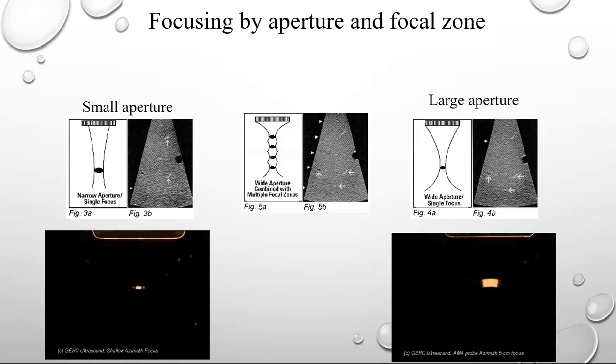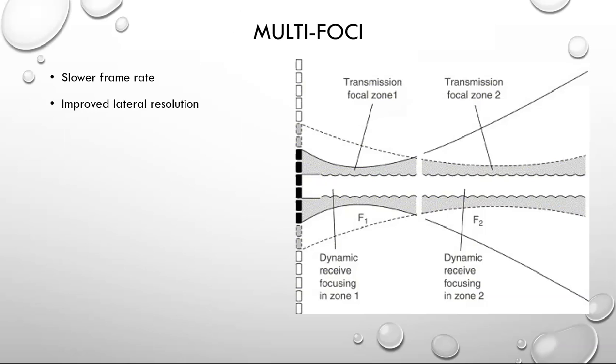So when we put multiple foci on our image, we get a slower frame rate, because multiple foci, of course, require multiple pulses in order to create them. So that's going to result in a slower frame rate. But as you know, multiple pulses and better foci result in improved lateral resolution. And so we can get better image quality by adjusting how many foci we're using.